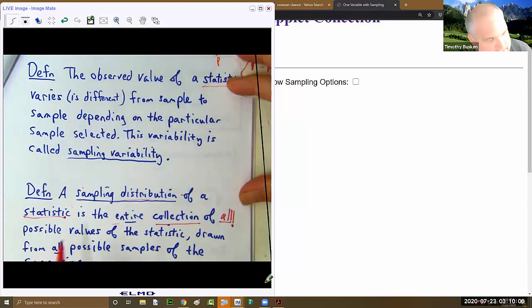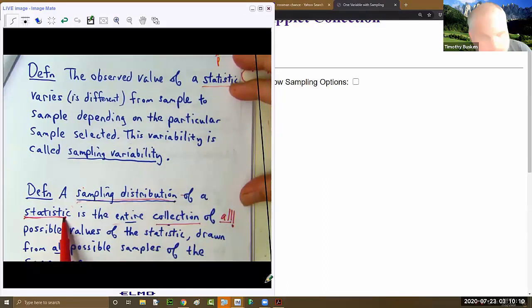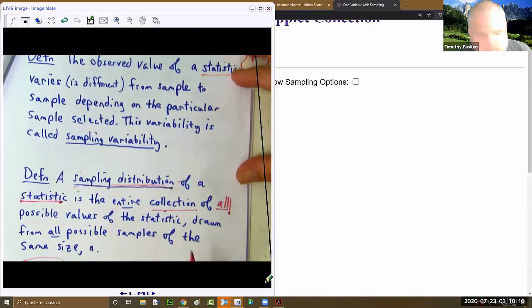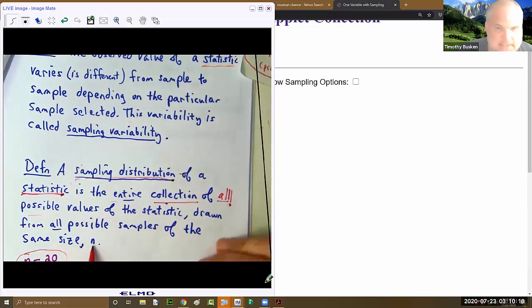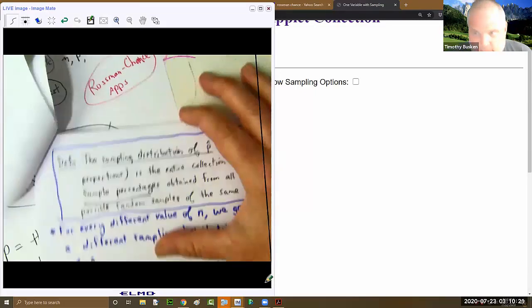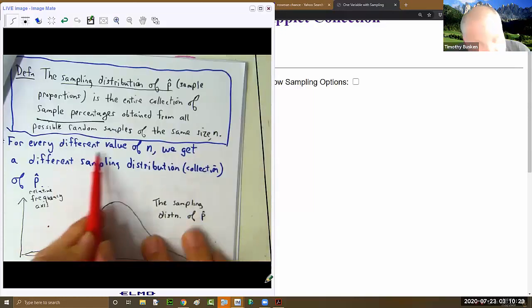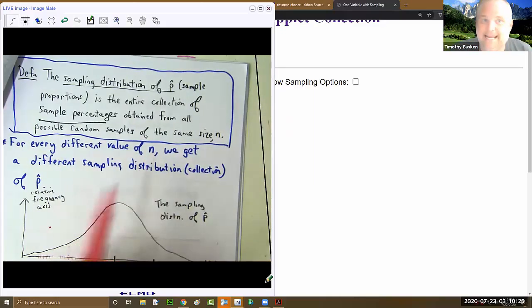So you're going to get a different sampling distribution for every different statistic, and that'll be the entire list of all possible values of that statistic. But they have to be all drawn from the same sample size n, because for every different value of sample size, you're going to get a different sampling distribution graph.